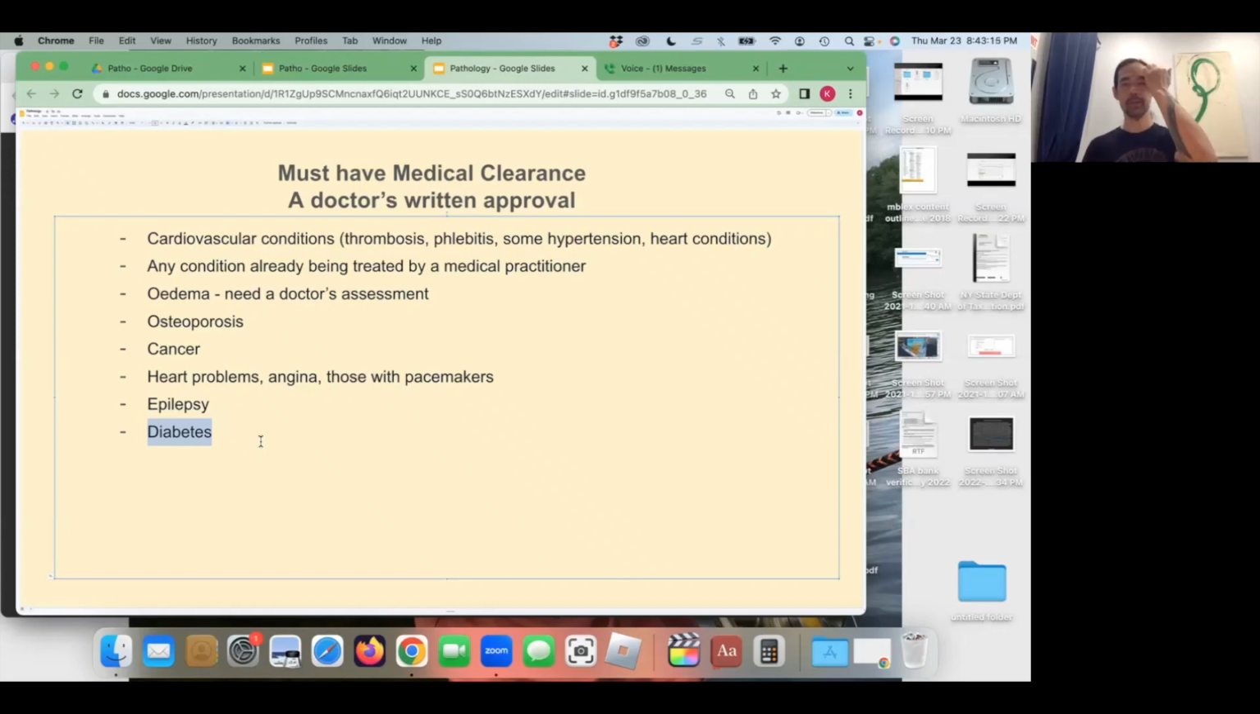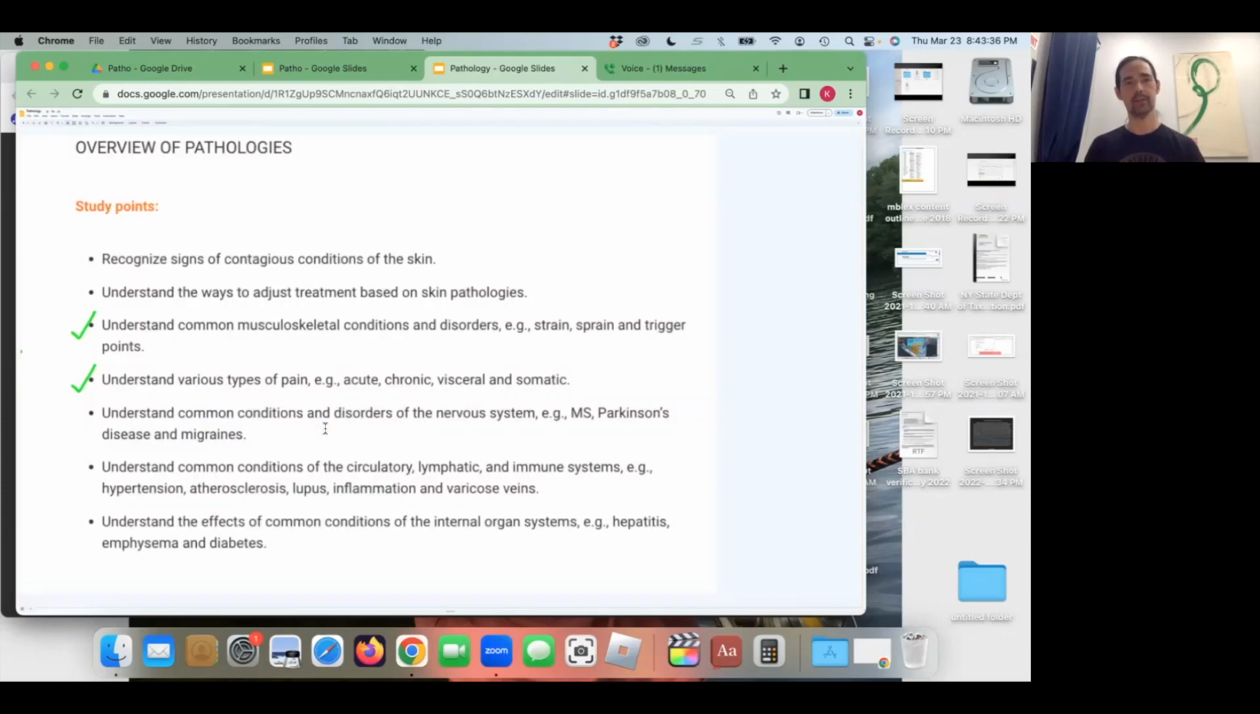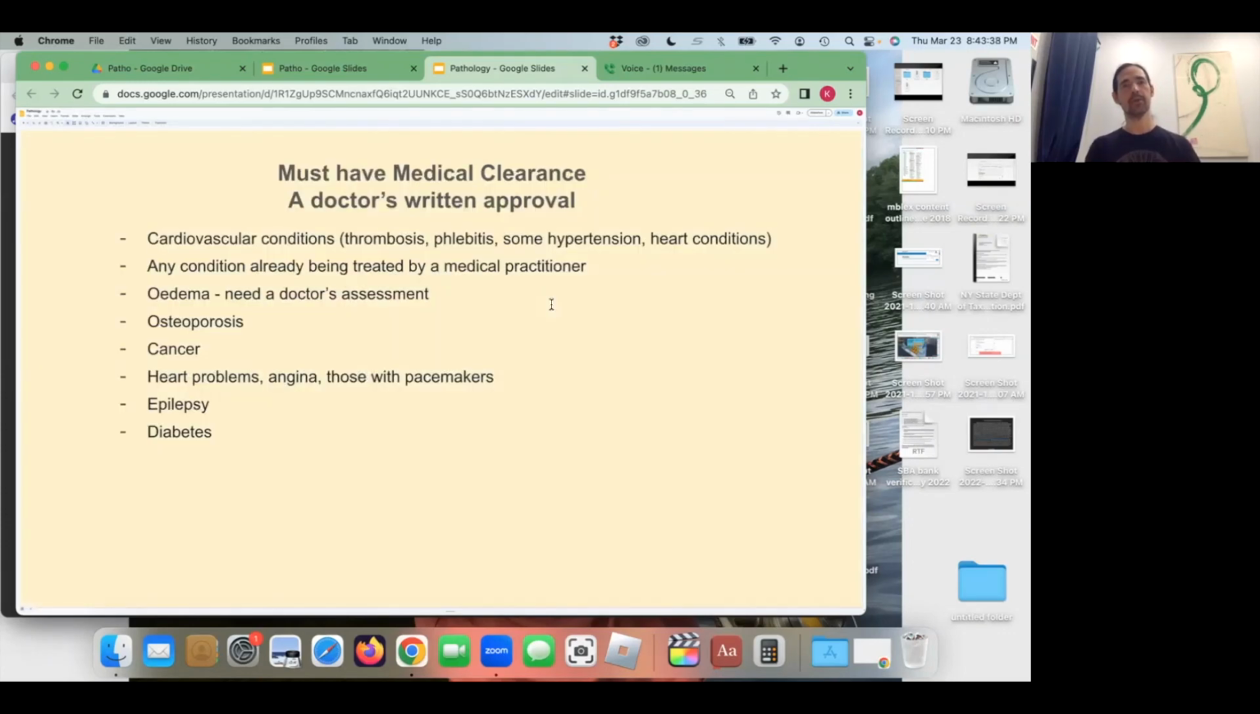Type 1 is the diabetes that people have had since they were kids, they're born with. And then type 2 is adult onset. It comes almost entirely from diet and exercise, or lack of exercise. Type 2 diabetes is 100% reversible. Not an MBLEX question. Okay, any questions about conditions that you must have medical clearance for before we move on?